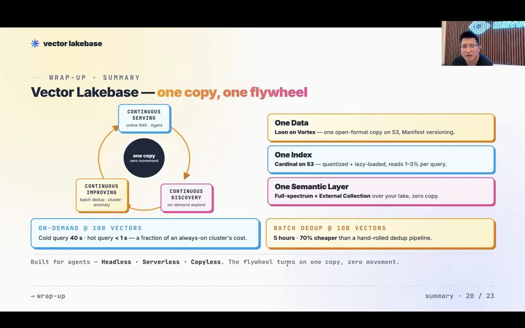For the other use case, where people are trying to do deduplication on 10 billion level vectors, originally when they used Spark, it took them 3 days to do all the data deduplication with 1,000 cores. So with the new Aquila engine, we can do the deduplication in 5 hours and 70% cheaper than their handcrafted deduplication pipeline.